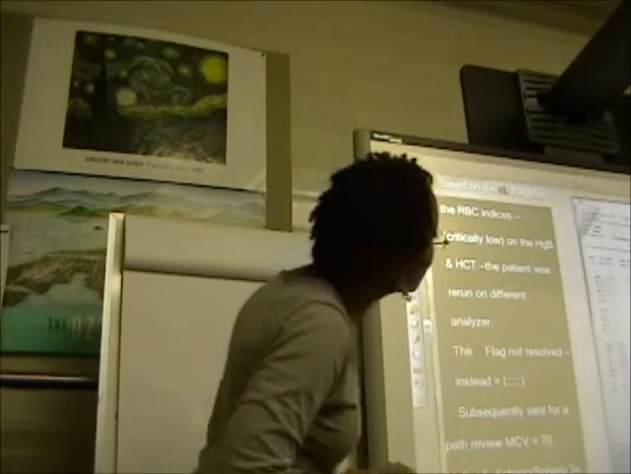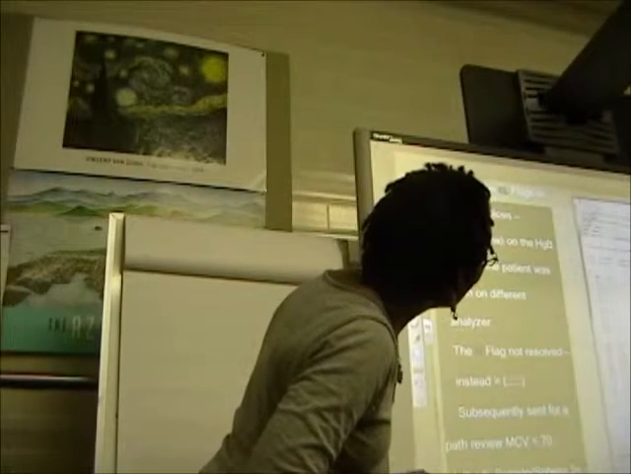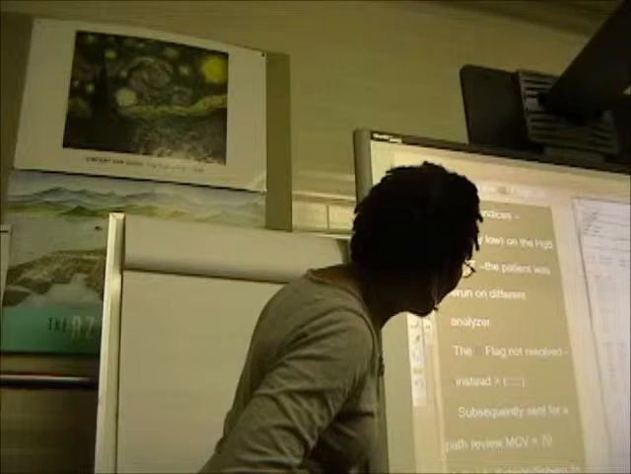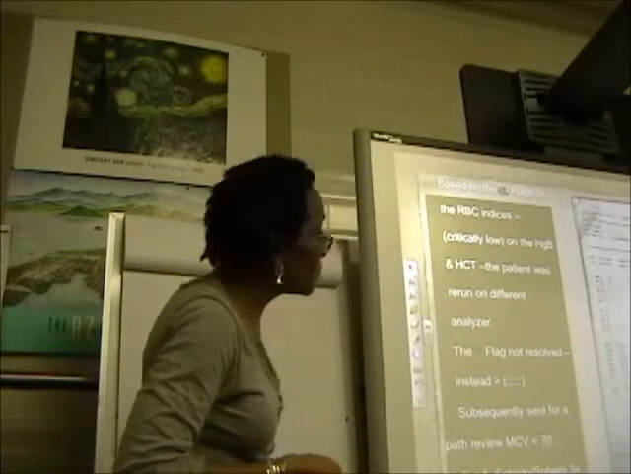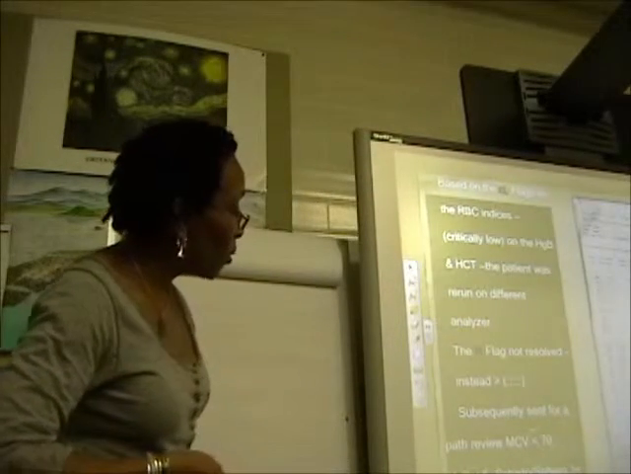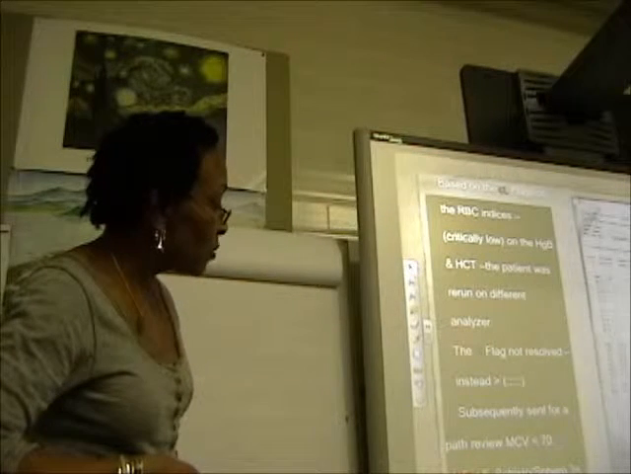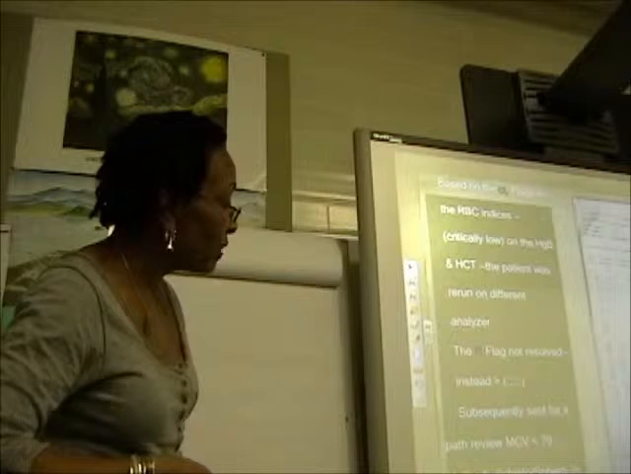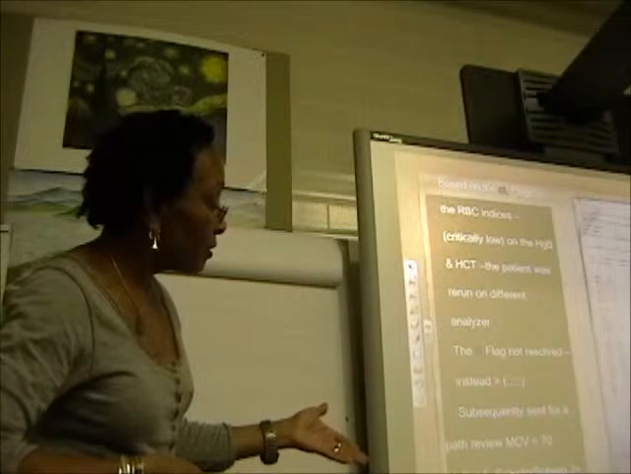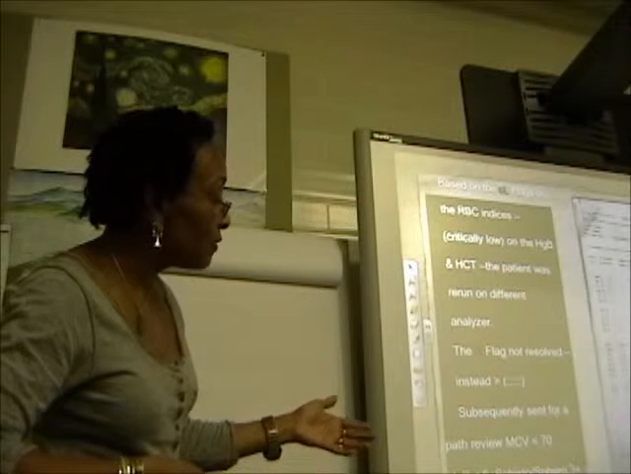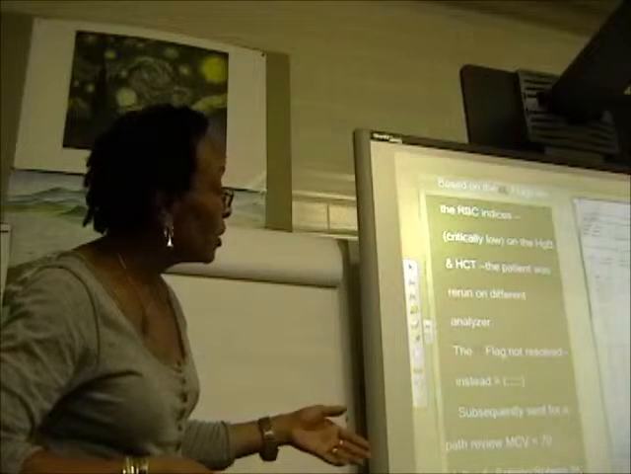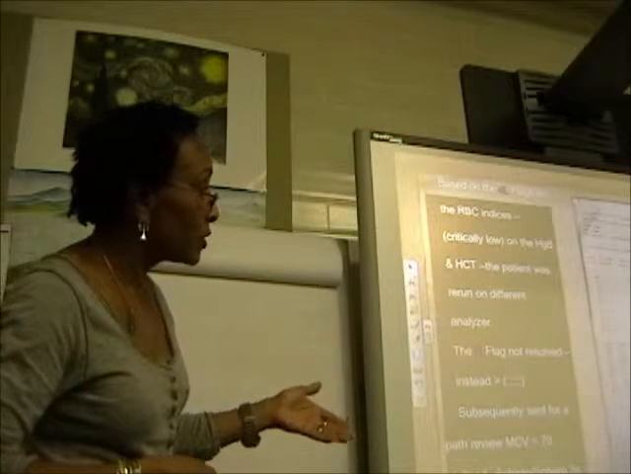Okay, and this one is the same person. Yeah, and this is just telling you that based on our criteria, if the MCV is less than 70 and the hemoglobin is less than 5, and on the slide you see schistocytes and spherocytes of 3+ or more, you have to send it for a pathologist.